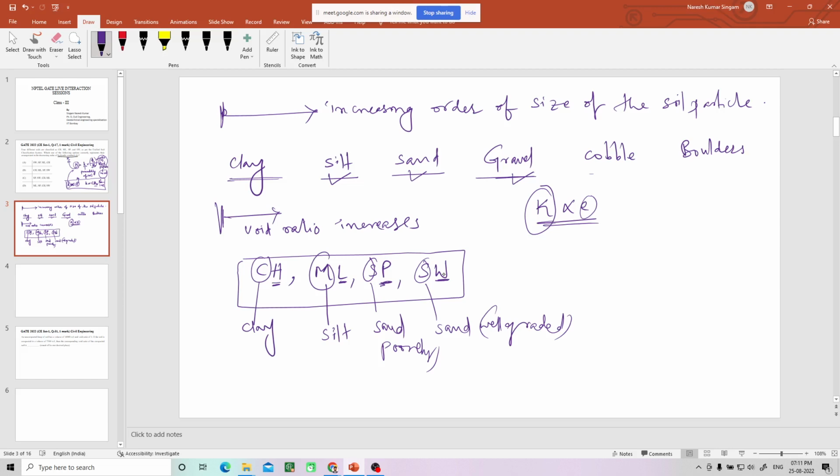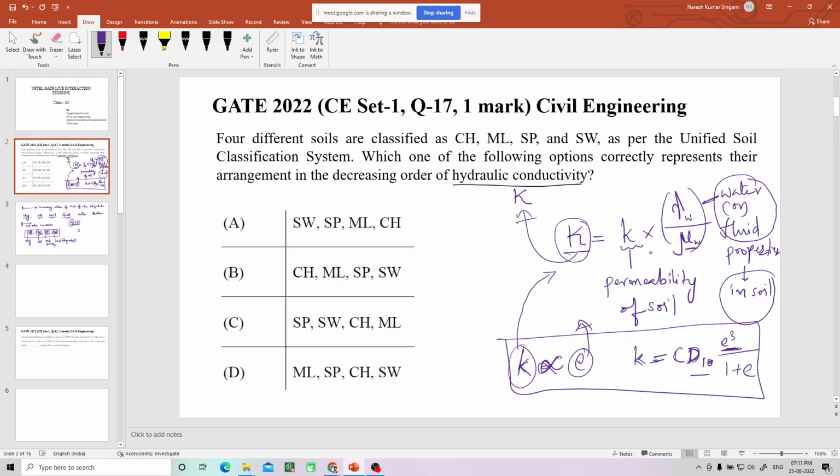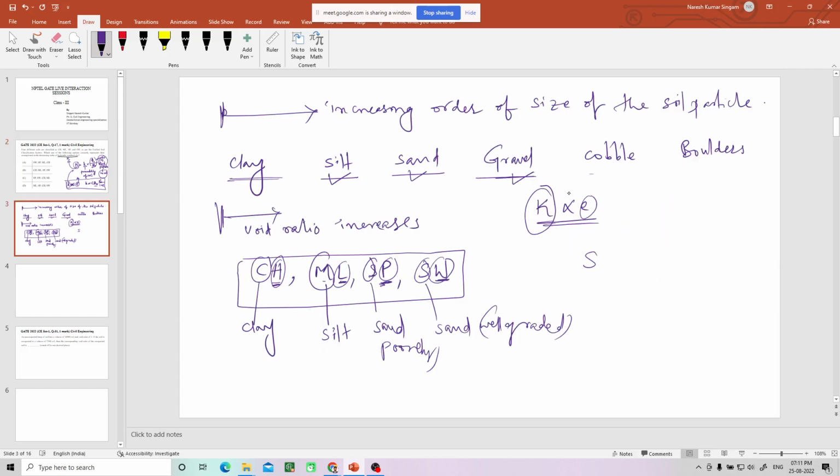Keeping the properties aside for the time being, which has more void ratio? Sand has more void ratio than silt, and silt has more void ratio than clay. We can arrange sand first. The options ask for decreasing order of hydraulic conductivity, which means you give more hydraulic conductivity first and less hydraulic conductivity at the last. So this is increasing, and we should reverse it.